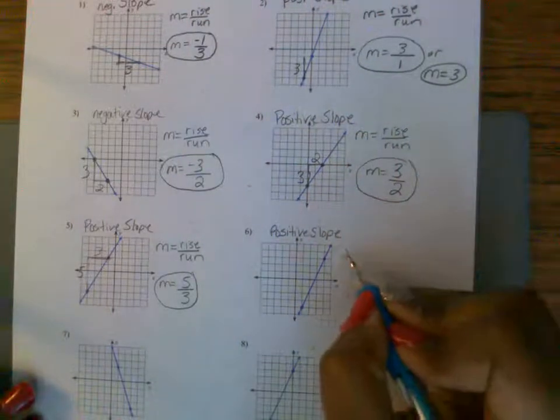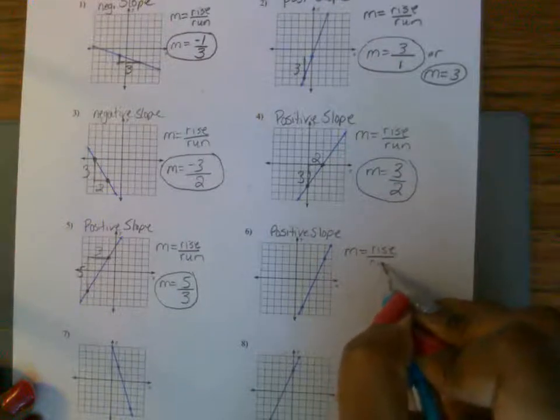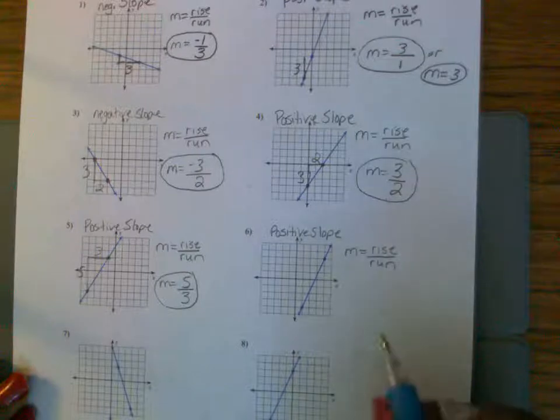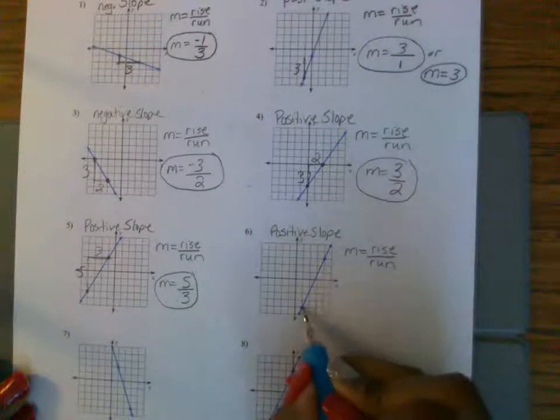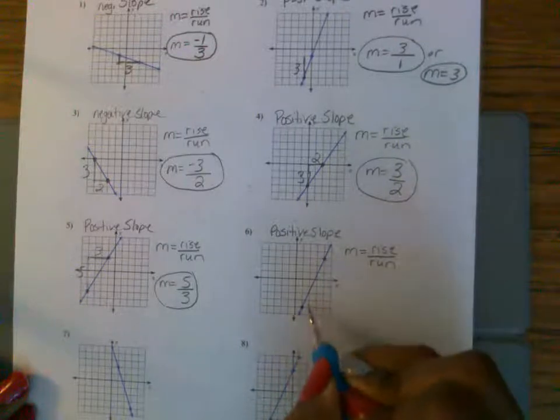Now, again, we rewrite the formula, rise over run. I want us to know that by heart. Now, we pick 2 points on the line. Make sure it's 2 points you can read the ordered pairs, and you can.